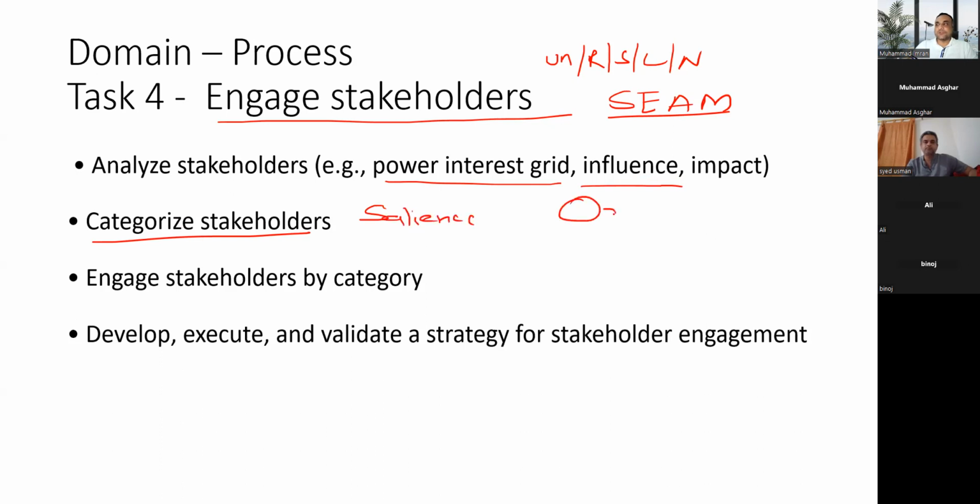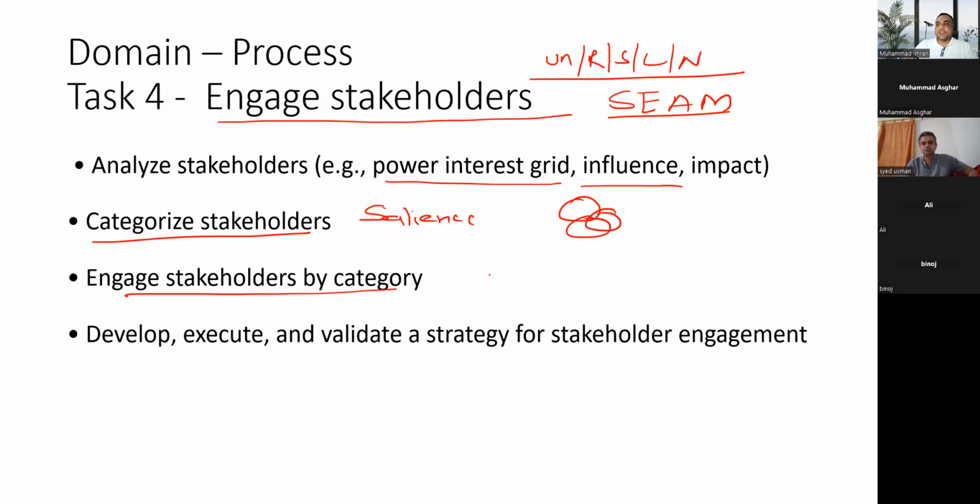we discussed yesterday also: power, urgency, and legitimacy. Which type of stakeholders will require which type of communications, and how they can be engaged. Like if someone has compliance, their priority will be high. If someone is related to the sponsor, their priority will be high. If someone is the functional manager of the end user, their priority will also be high. And you need to balance between them. You have to be a good negotiator and facilitator. So you have to engage a stakeholder by category of these.